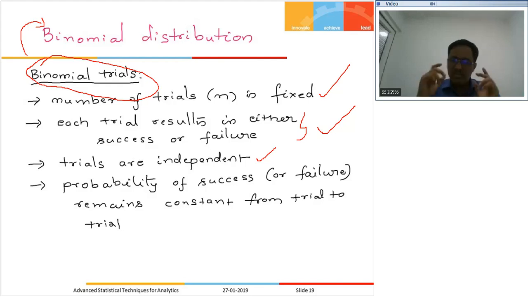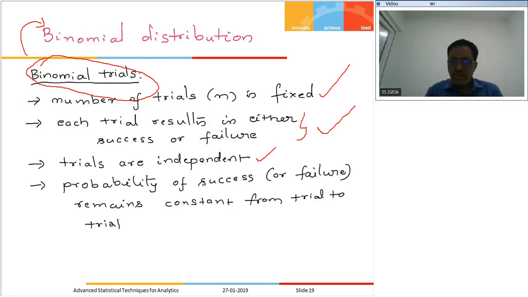Just try to understand. Don't feel like we are having so many things, like how to define binomial distribution, what are the things behind binomial distribution, etc. But finally, what you have to remember is binomial distribution is something where it is NCX, P power X, Q power N minus X. What is N? What is X? What is P? That's enough.